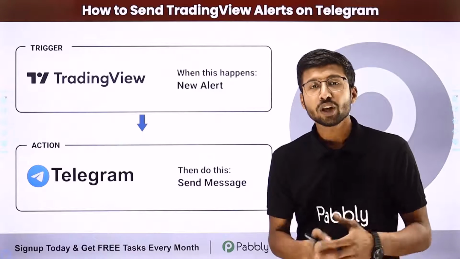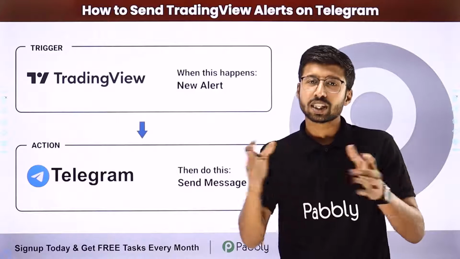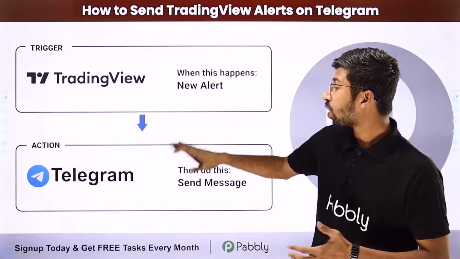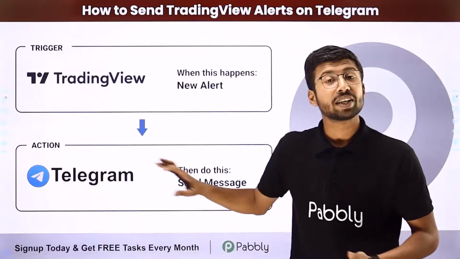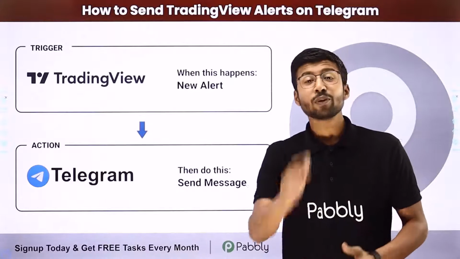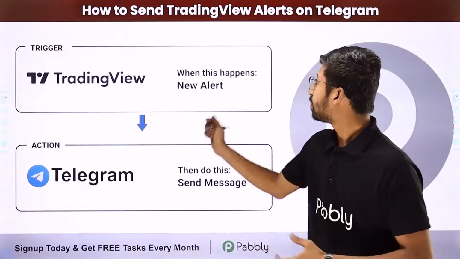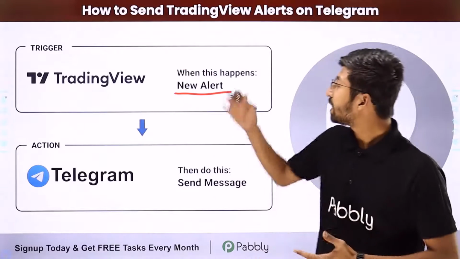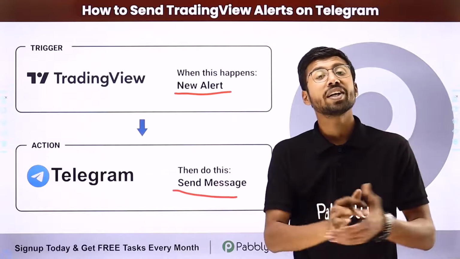Now suppose, guys, you are using Tradingview to have completely updated alerts on your favorite stocks and indices, and you want to send those alert messages which you get from Tradingview to your Telegram channel or Telegram group so that you can update your community on Telegram as well. So let me tell you, you can completely automate this process. The trigger of this automation will be getting a new alert message on your Tradingview account, and the action will be sending those same alert messages as a new message on our Telegram group or Telegram channel.